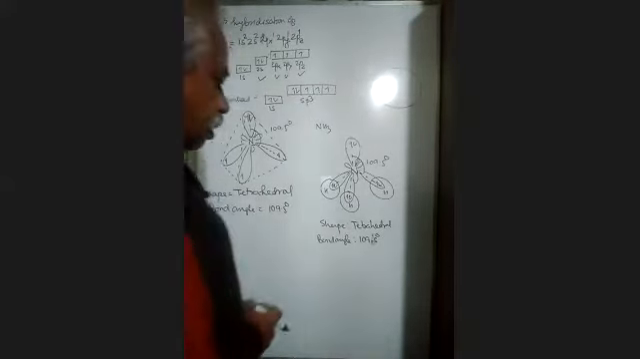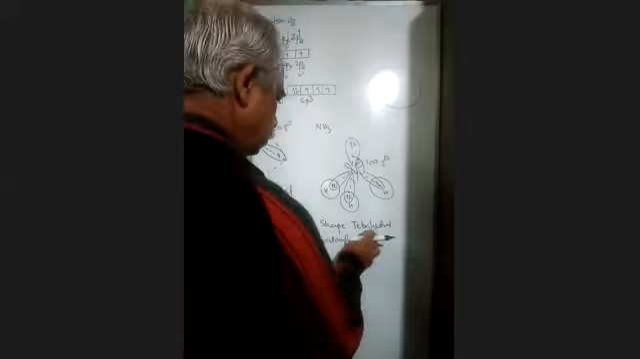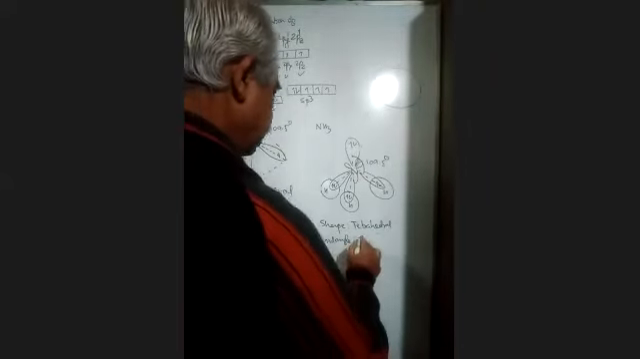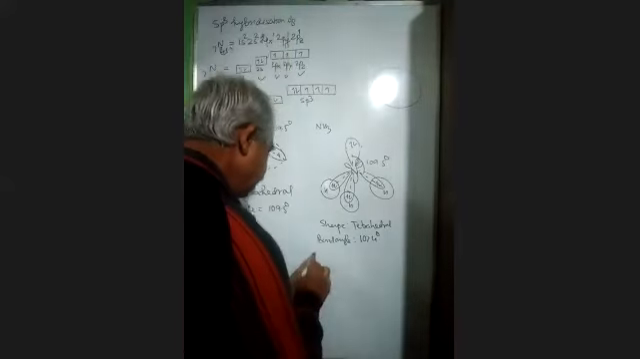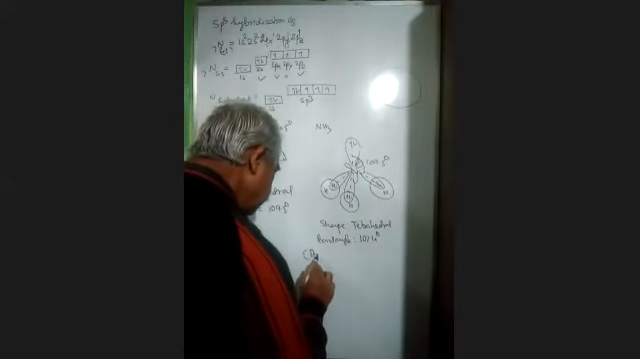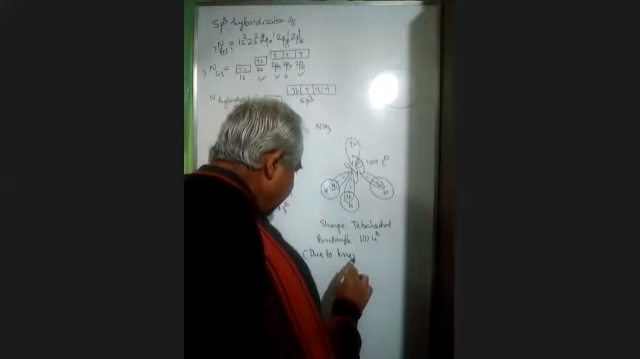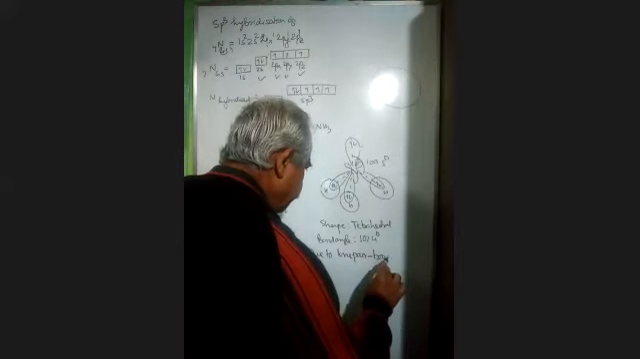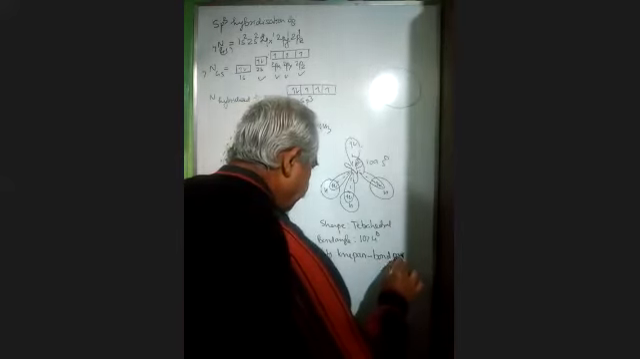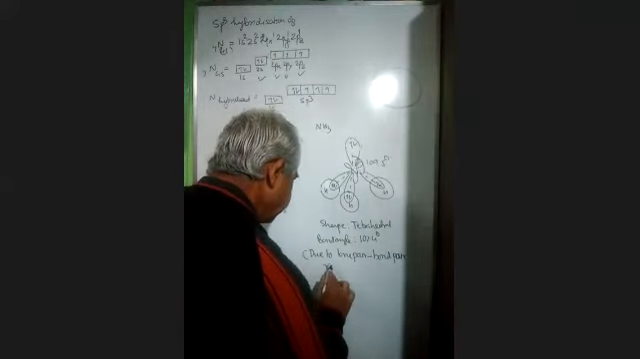Bond angle, of course, will not be 109. It is 107 because of the lone pair bond pair repulsion. Here it is 107.4 degree. All right. Due to lone pair bond pair repulsion.